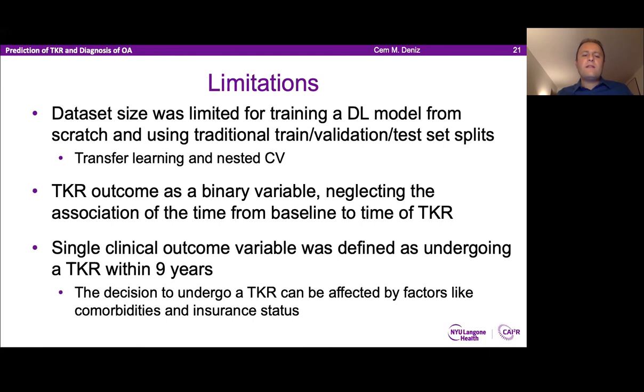And we defined a single clinical outcome variable for undergoing a TKR within 9 years. And the decision to undergo a TKR can be affected by other factors like comorbidities or insurance status, or the patient may be afraid of undergoing surgery.